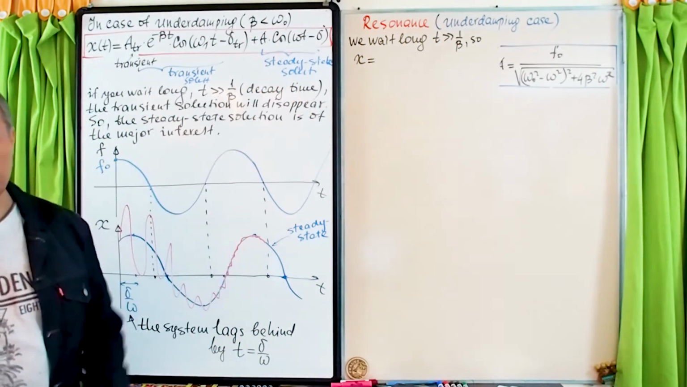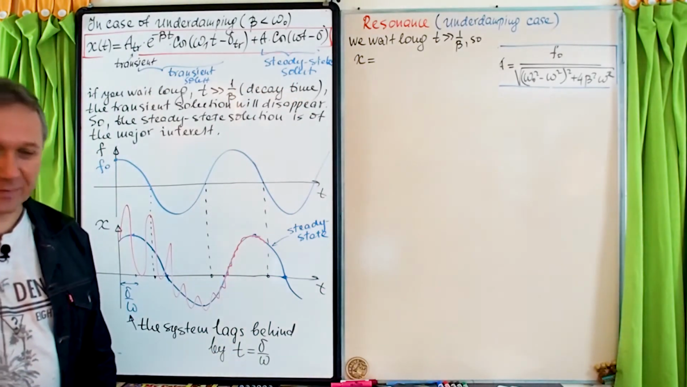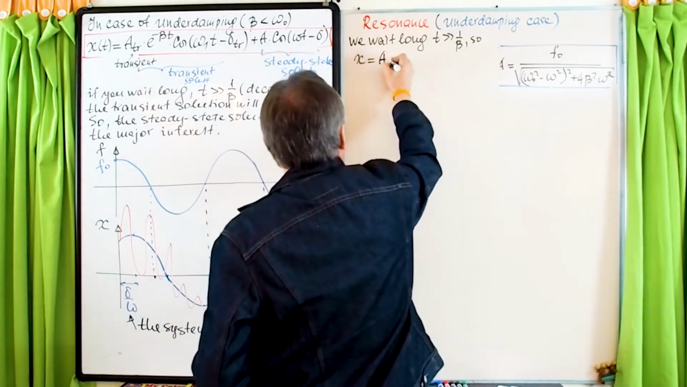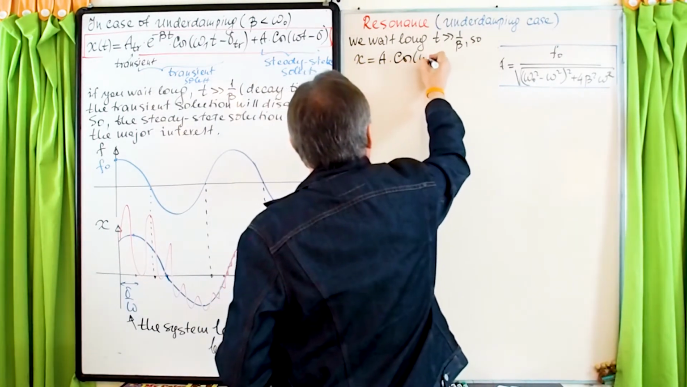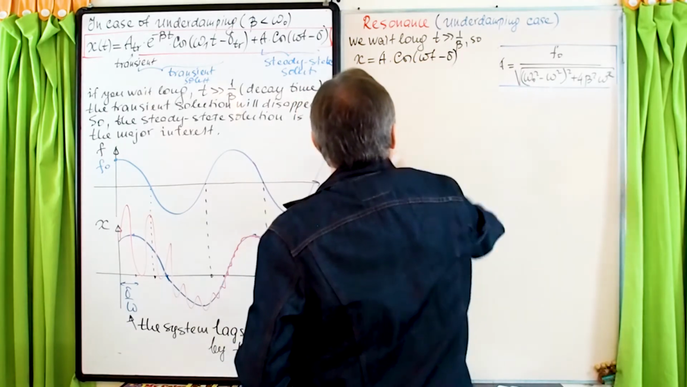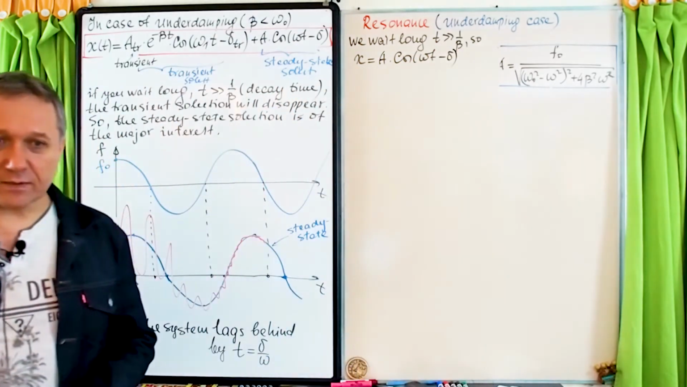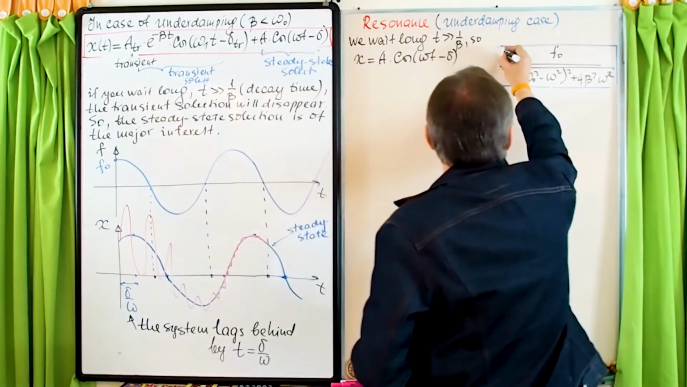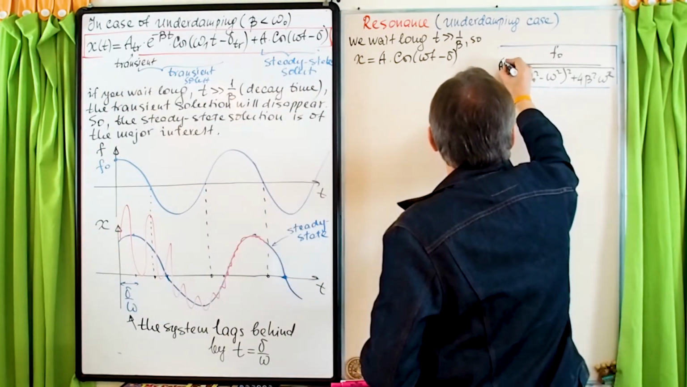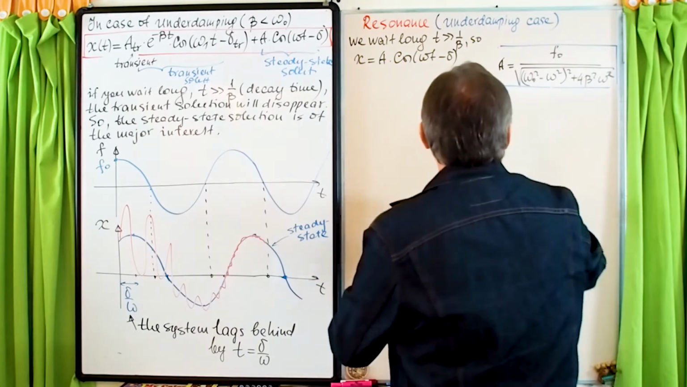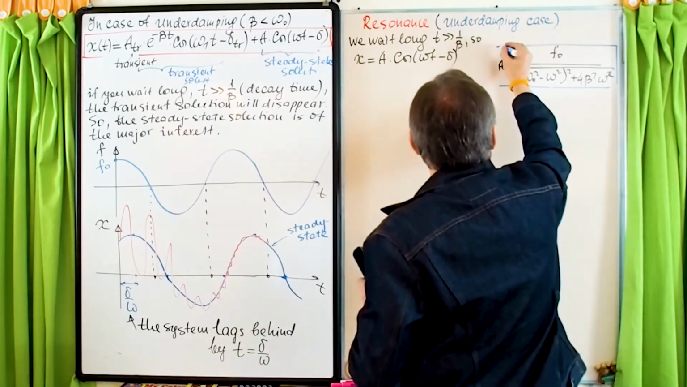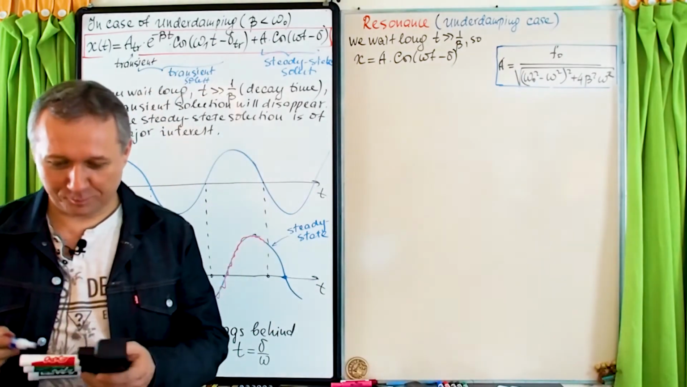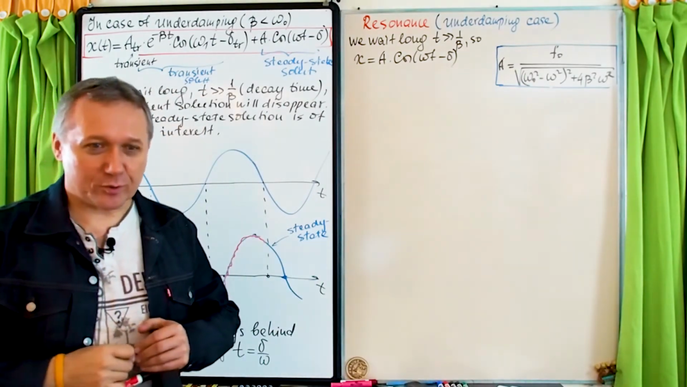And with that amplitude, on purpose, I left it over there. So A cosine omega t minus delta, that's the steady state solution now, and this is our amplitude. Okay, so I managed to recycle. I thought about just rewriting, but I managed to reuse it.